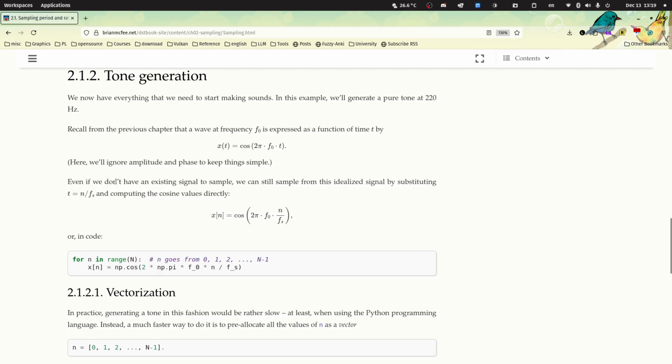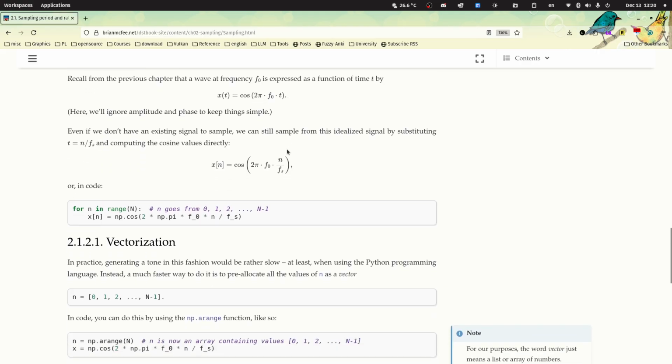So we don't have an existing signal to sample, but we can still sample from this idealized signal by substituting t equal to n divided by the sample frequency, and compute the cosine values directly, like the following. Or in code, like this.